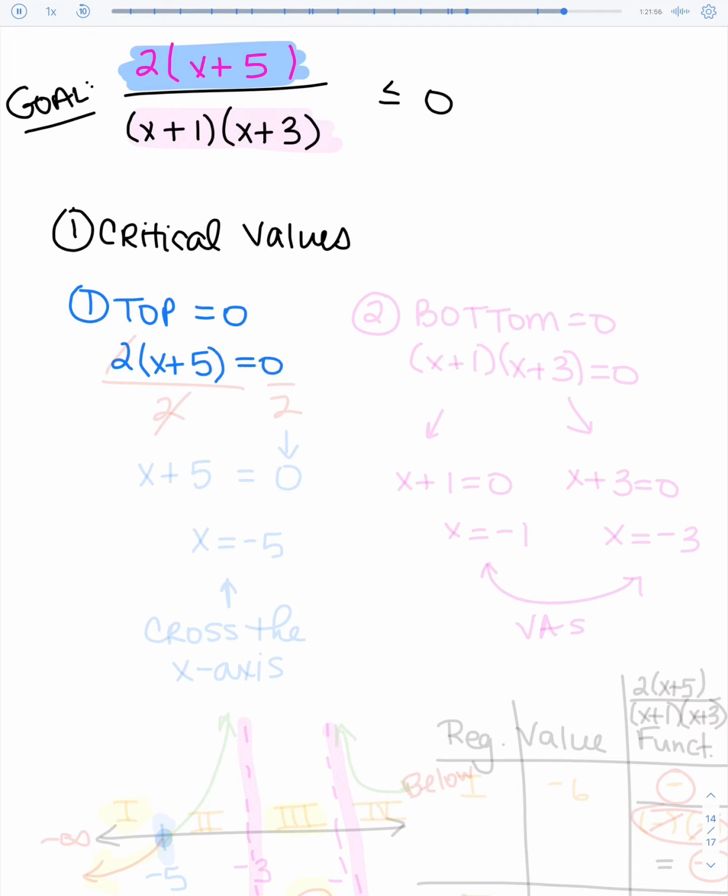Well, this is going to equal 0 when it doesn't matter about the 2 because we can divide both sides by 2. And what that will give us is that will cancel out our 2 and leave us with just an x plus 5. And on the other side, 0 divided by anything is still 0. So you'll subtract the 5 from both sides and get x equals negative 5. And remember, this is where you're 0, so this is where you're going to cross the x-axis.